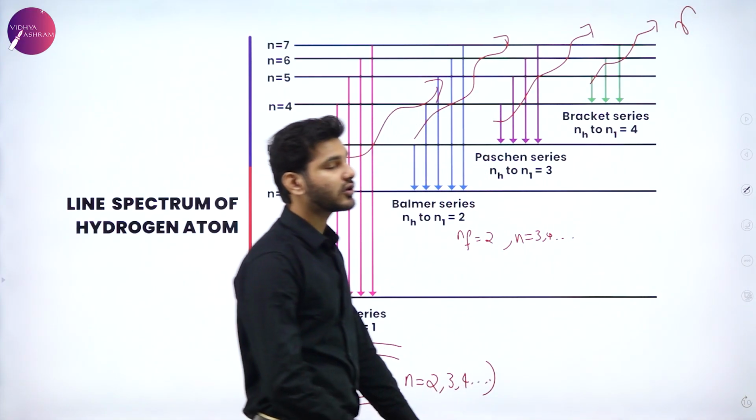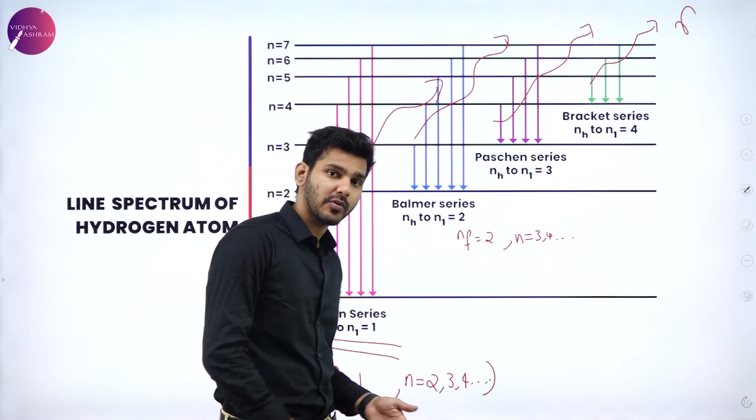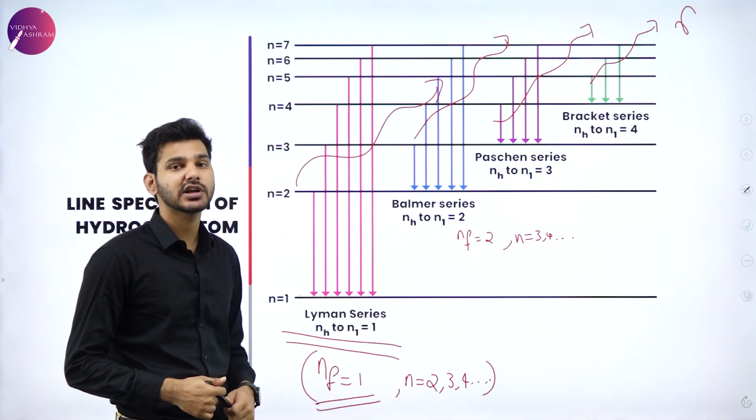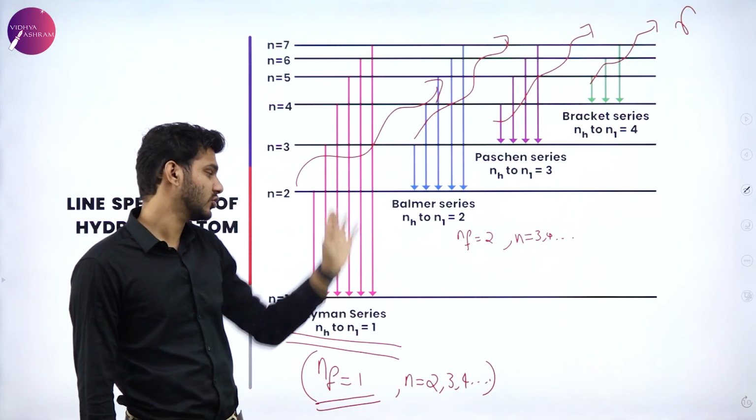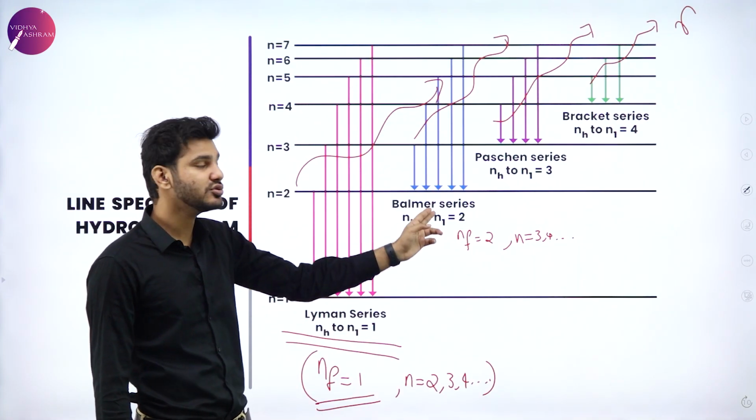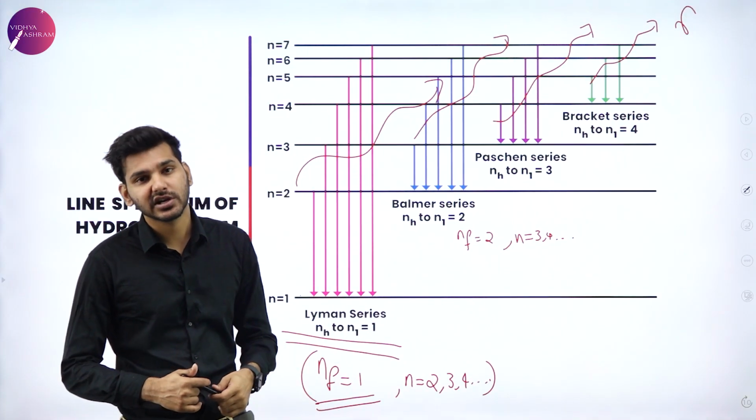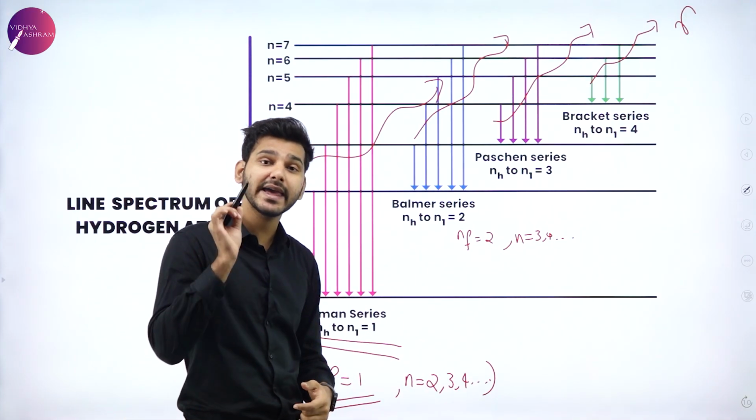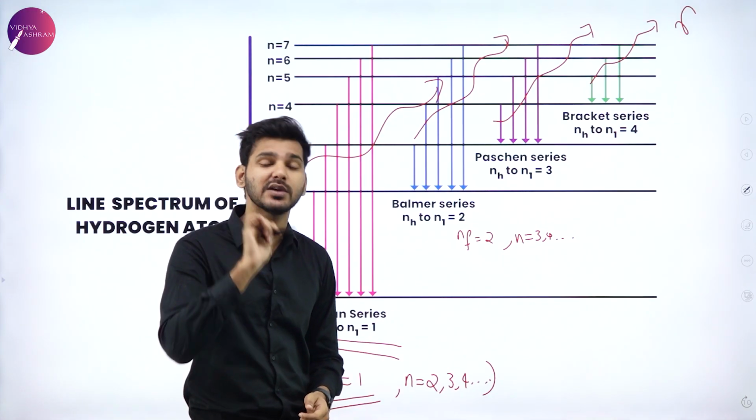So what kind of photon it is, what frequency it is, will always depend on from where to where this particular jump is happening. Is it from n equal to 7 to 1, or from 7 to 2, or from 7 to 3? Like that, from where to where the jump happens will determine the energy of the photon, which in turn will determine the frequency of the emitted photon.